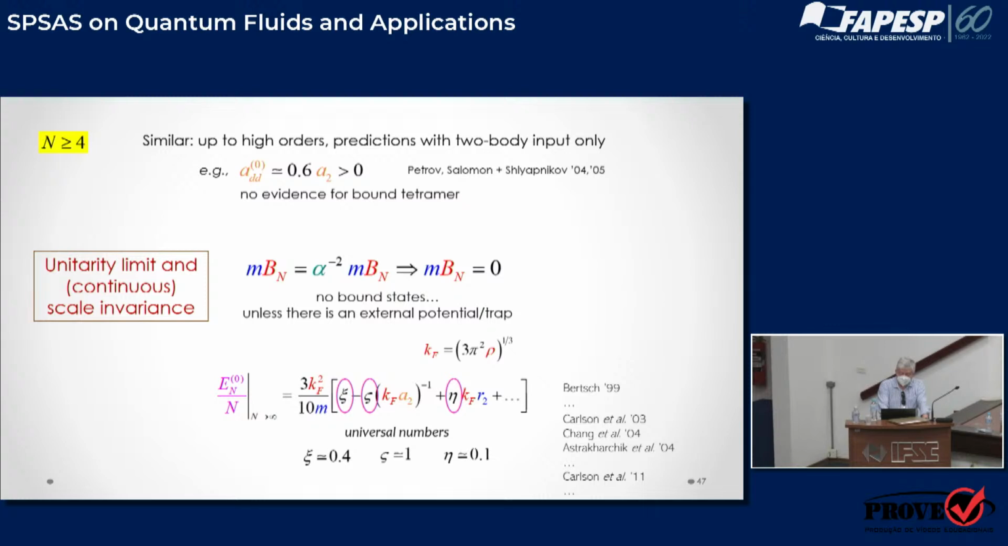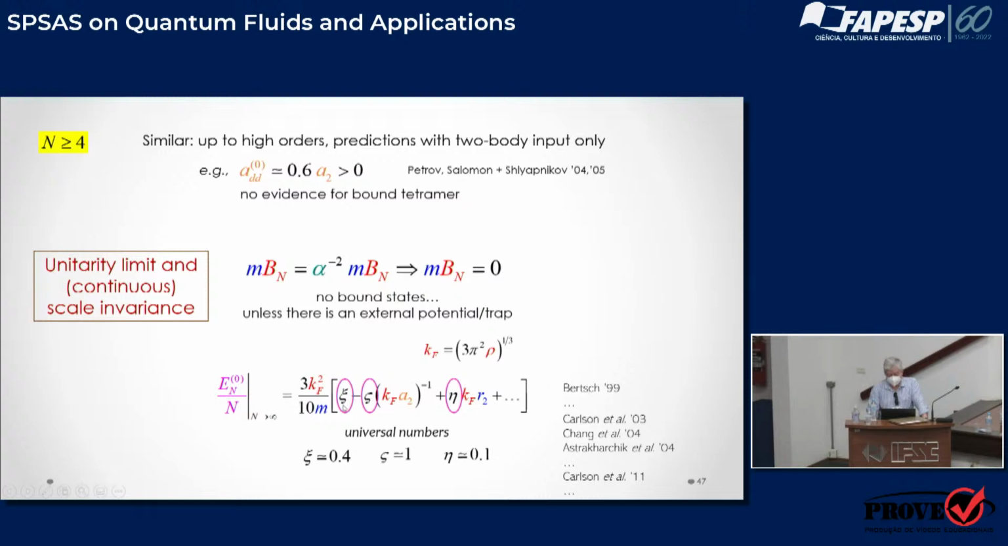But you still can use arguments of scale invariance, taking into account this breaking only by the external potential. And the nicest example is provided by George Birch. When you look at the energy per particle for a system with a large number of particles, because KF is the only dimensionful parameter, then the energy should be a multiple of the free Fermi gas energy. And this factor here is known as the Birch parameter.